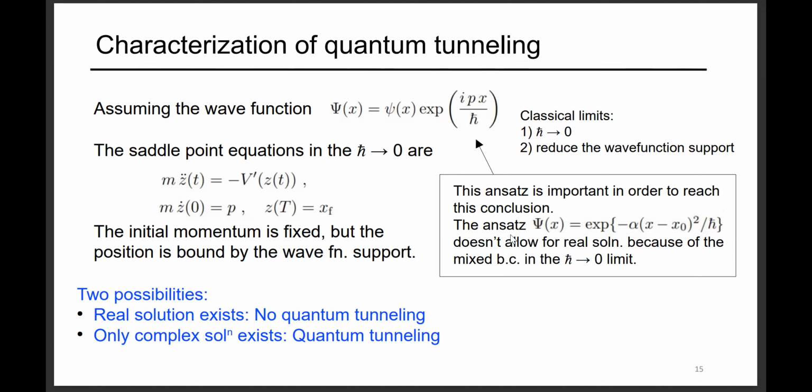But I would like to also note that this ansatz is really important, because in the literature, in the previous works, they used a different ansatz. They use the wave function to be some Gaussian with the width proportional to h bar. So when we take h bar to 0, the Gaussian is reduced to 0 at the same rate as h bar. But when we try to get the saddle point equation using this ansatz, you can see that it will not allow real solutions to exist. So we cannot use this kind of ansatz to characterize quantum tunneling.